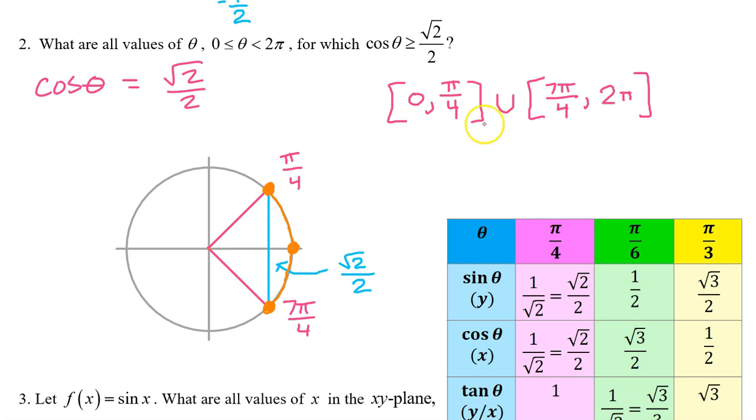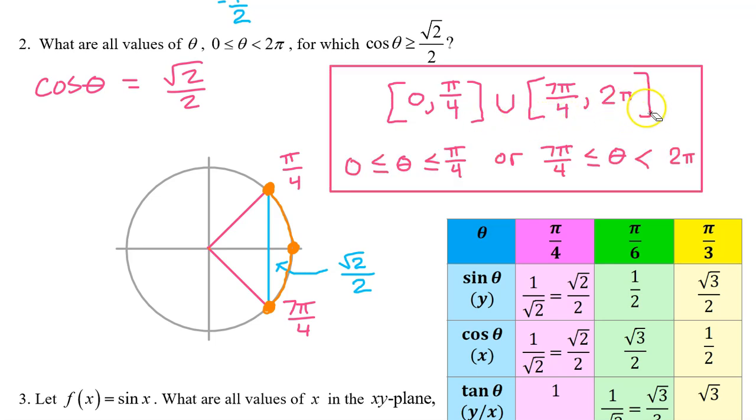In interval notation, the set of all solutions is given by the interval from 0 to pi over 4 union the interval from 7 pi over 4 to 2 pi. Notice that in interval notation we use brackets to indicate that the endpoints are included. Whoops, I made a small mistake right here.